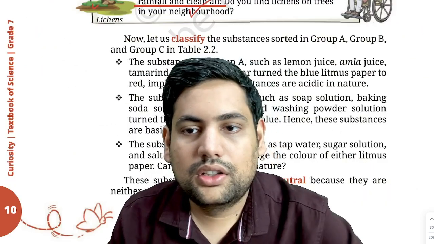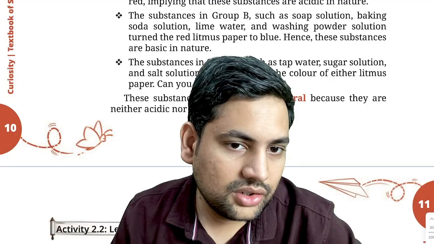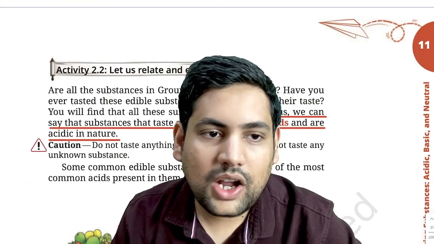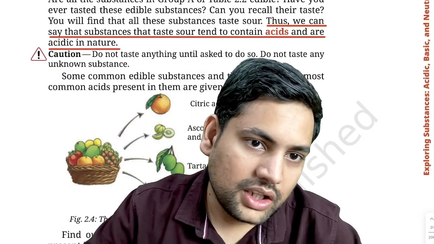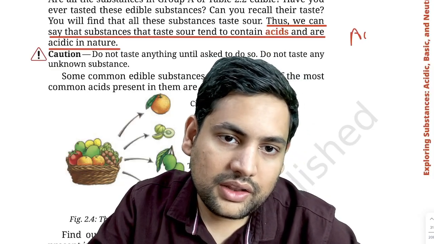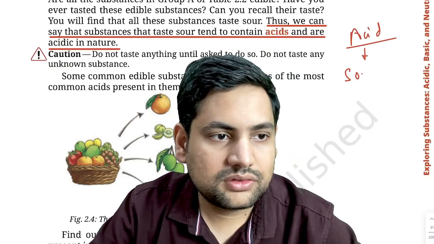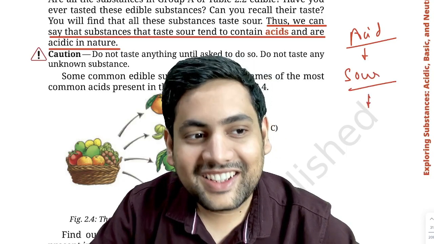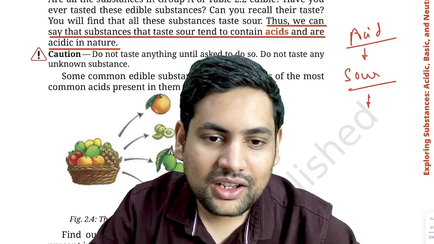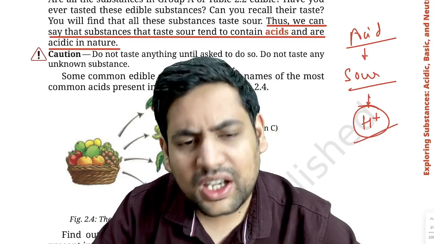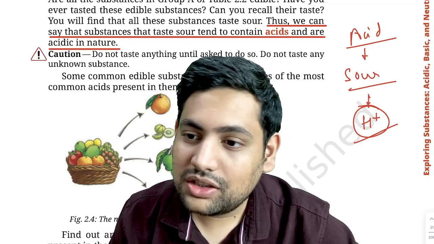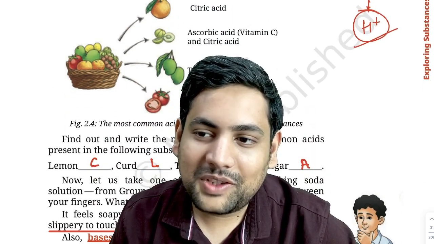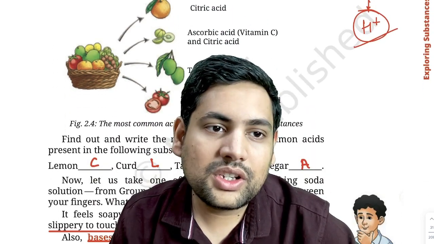Let's see next. Now they come to defining acid and bases. So what are acids? Acids are something that taste sour, and they release H plus ions. We'll understand what these ions are, and how they are released, in some later classes. Now, that question you remember in the first chapter we saw this, correct? So its solution is now given.